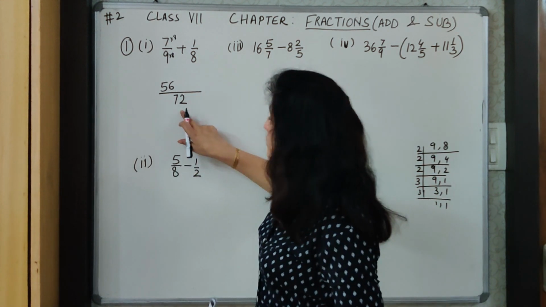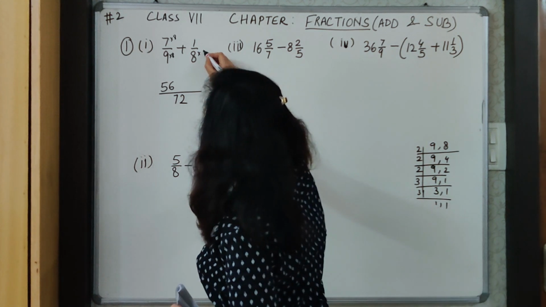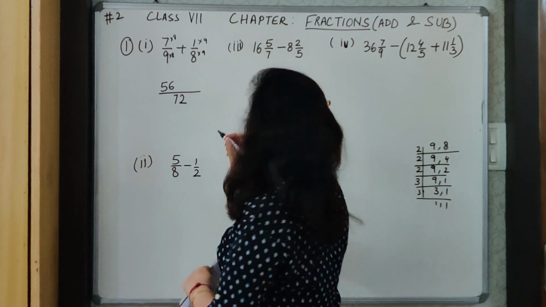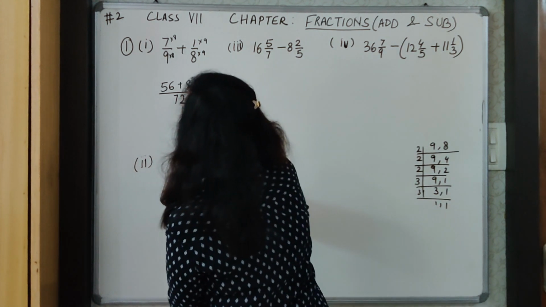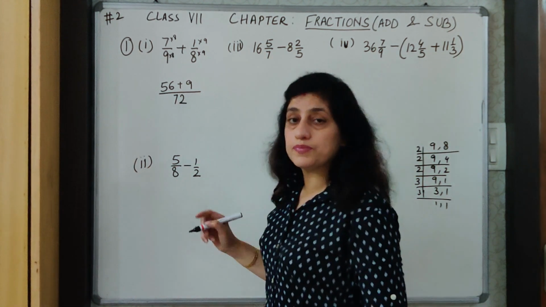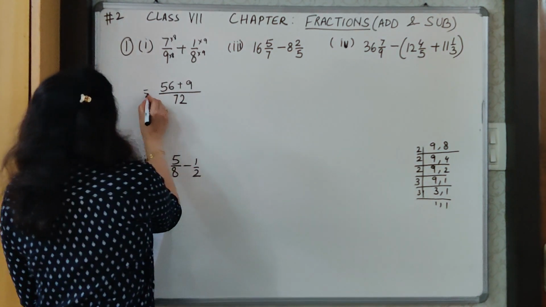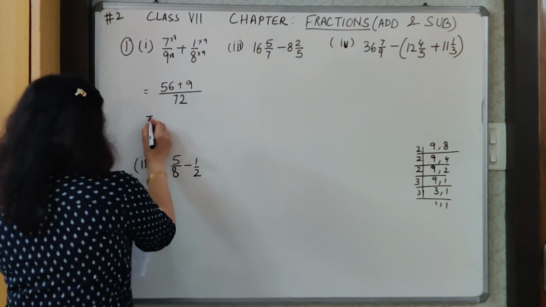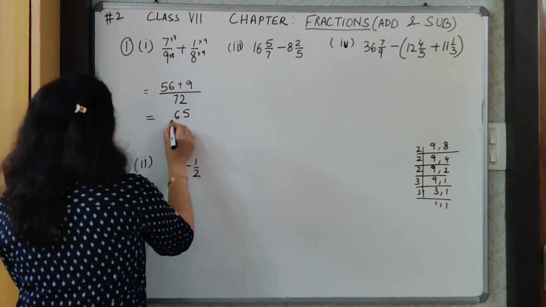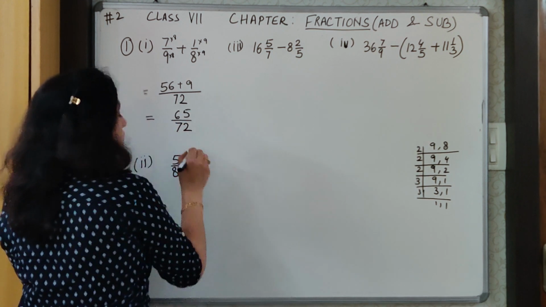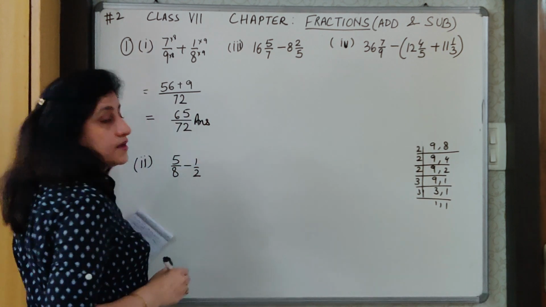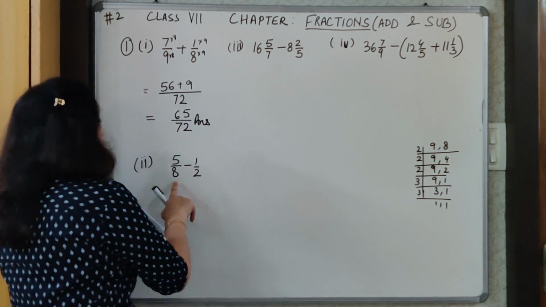So if I convert 8 to 72 by multiplying it with 9, I will have to multiply 1 also with 9 for like fraction. So now here this becomes 9. I hope this is clear. Then we proceed on by simply adding the numerator, which gives me 9 and 6, 15, 5 carry 1, 6 and 1, 7. So 65 upon 72. This is a proper fraction. So as it is, we write the answer. It's clear? Let's move on to one more.